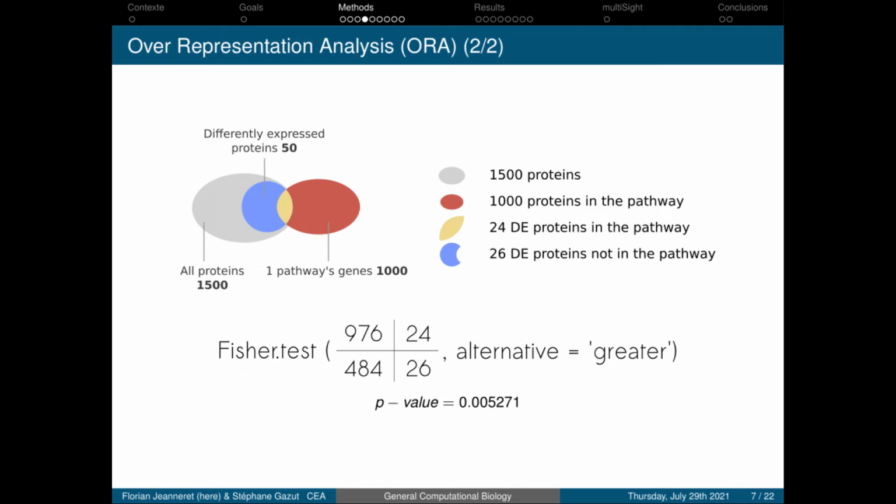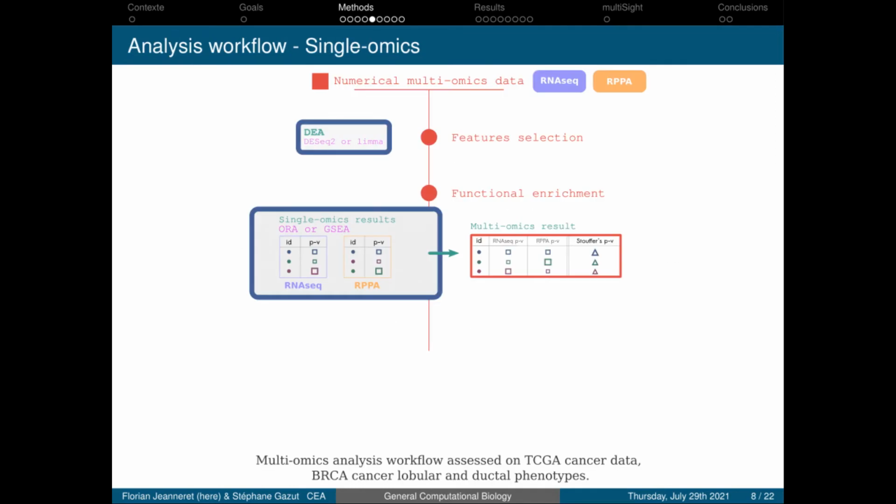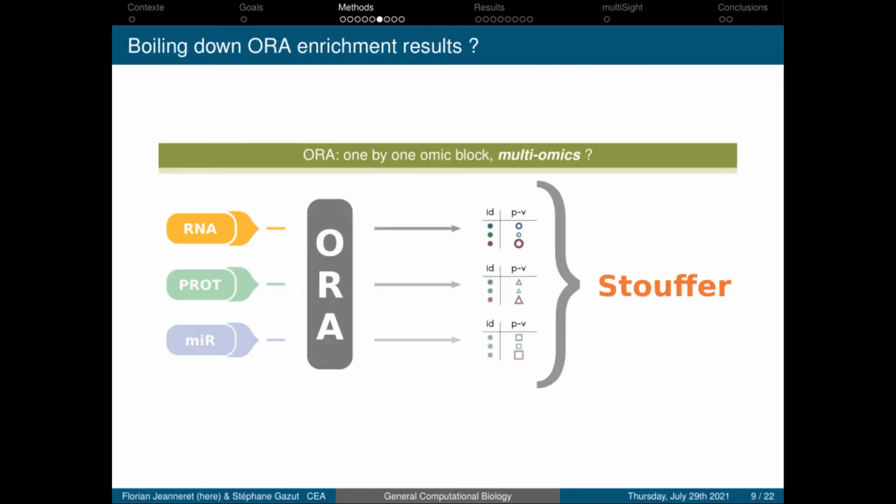So for every omics data block, proteins and genes for instance, we get one table. So we get several tables in a multi-omics context. In our work, we merge these tables with a probability pooling method. In fact, to boil down overrepresentation analysis results, we use Stouffer's method.